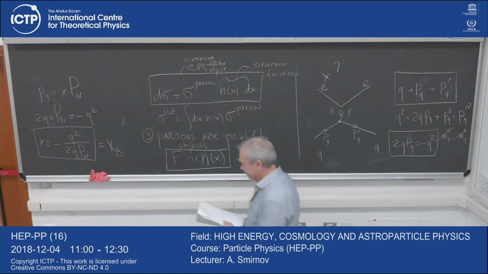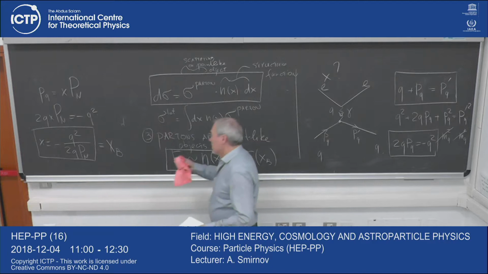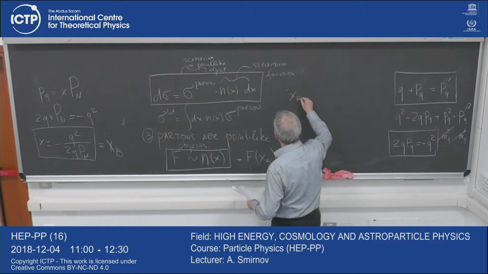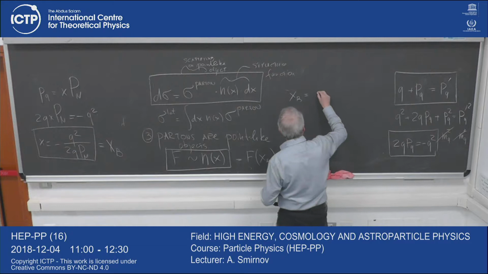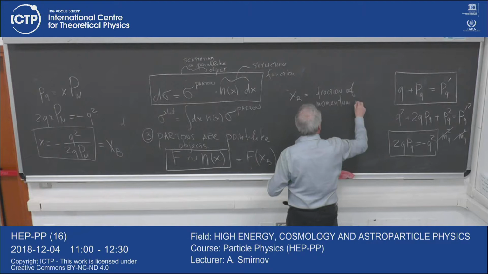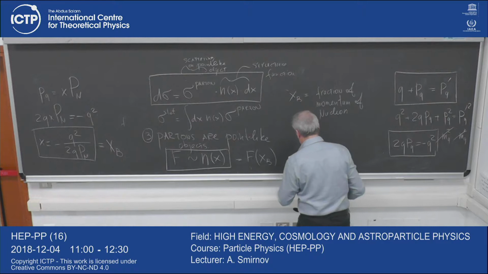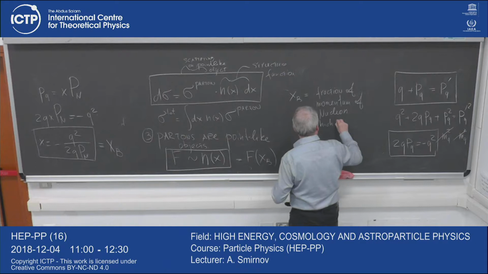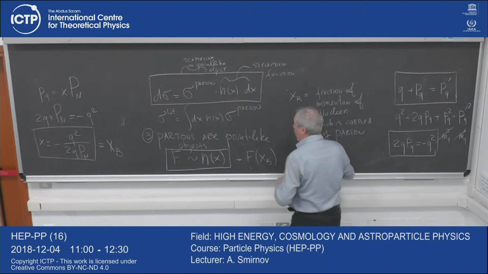So that now gives the physical meaning of the Bjorken variable x. The meaning of the Bjorken variable x, as follows from our consideration, is that this is the fraction of momentum of the nucleon which is carried by the parton on which scattering occurs.